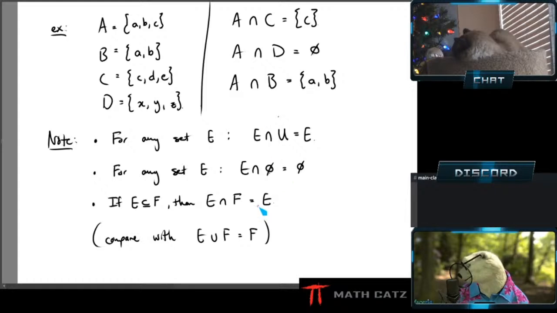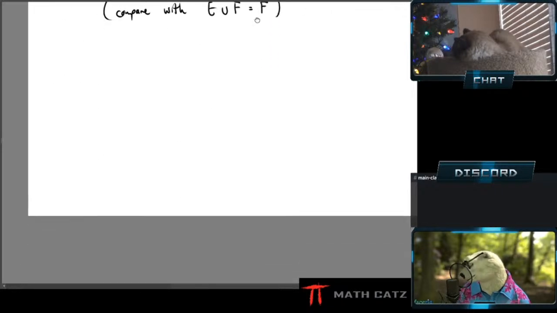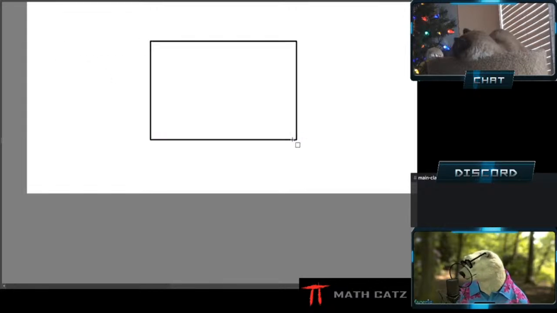Let's visualize this one with our Venn diagram. Get our rectangle going. And I don't know specifically any two sets, so I want to put them in general position.